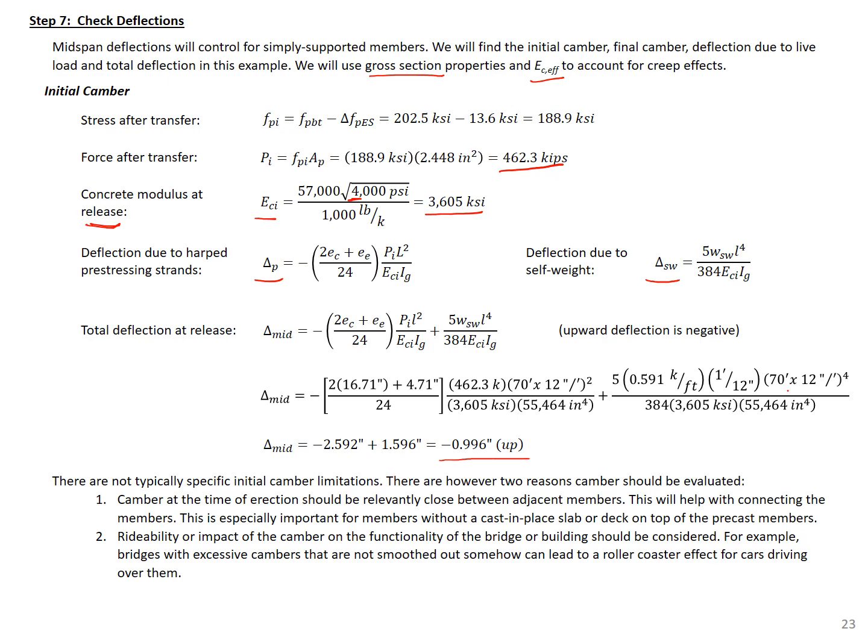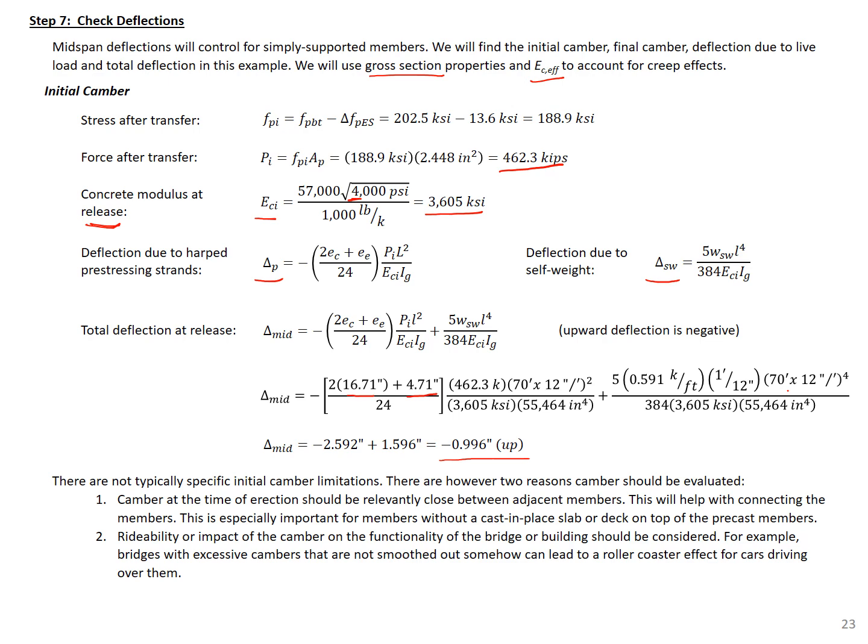So when we cut the strands, the beam's going to deflect upward due to the strand eccentricity, and it'll deflect upward about 1 inch at midspan. You can see here we take into account the harping of the strands by including the strand eccentricity at the midspan, and the strand eccentricity at the ends here.